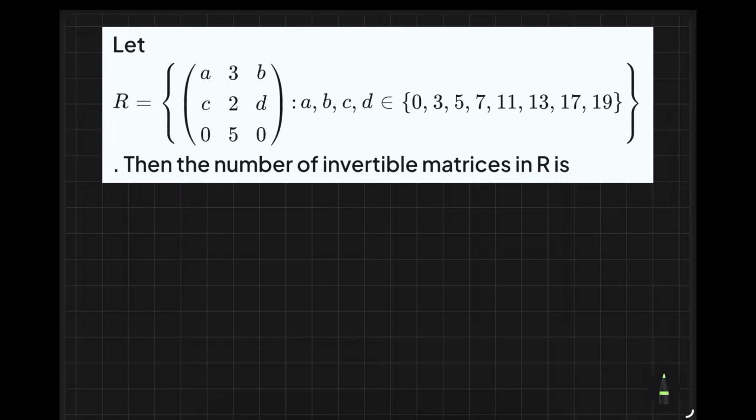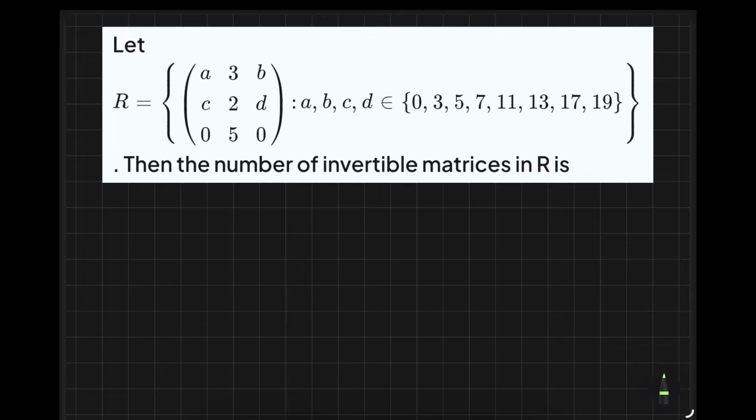So we are back with a wholesome new question. There is a set R which contains matrices, and they have used A, B, C, D. These are four variables for which they have given that A, B, C, D belong to these numbers. Now, the number of invertible matrix.